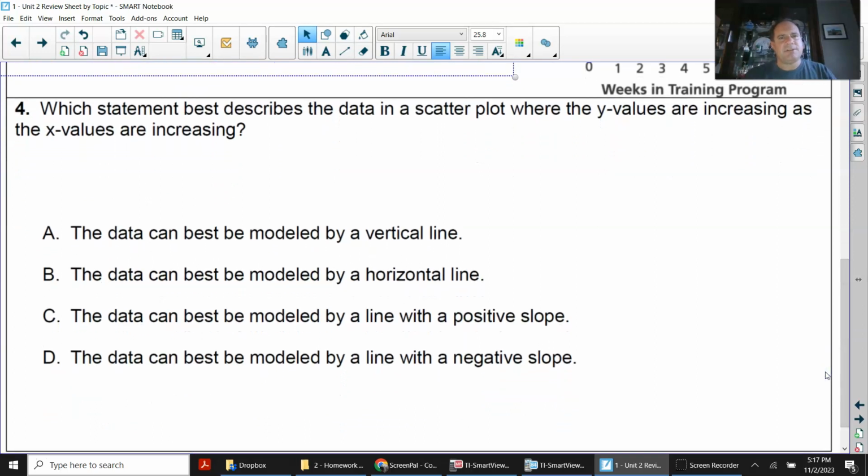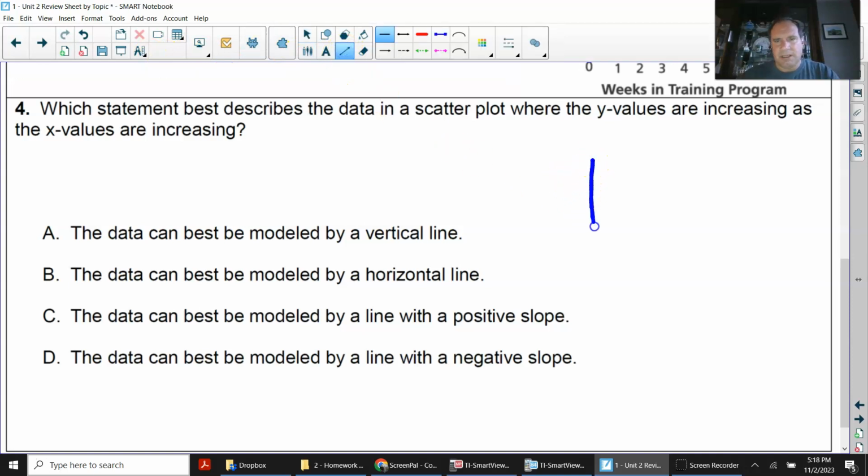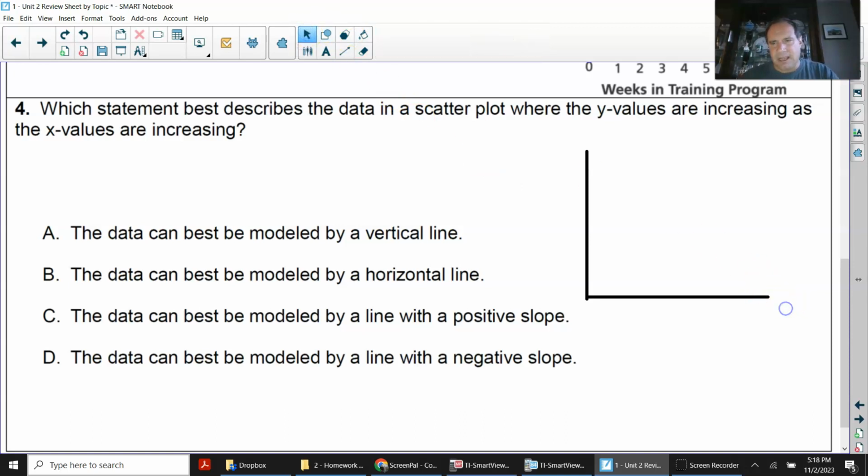Which statement best describes the data in the scatter plot where the y values are increasing as the x values are increasing? So the best way to do this, and we gave this question on a quiz, is to actually go ahead and sketch. We're going to sketch a scatter plot. This is the x-axis right here. This is the y-axis. So the y values are increasing as the x values are increasing.